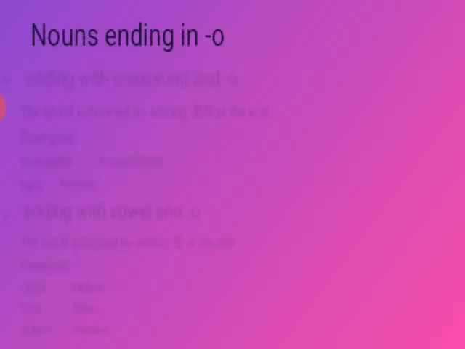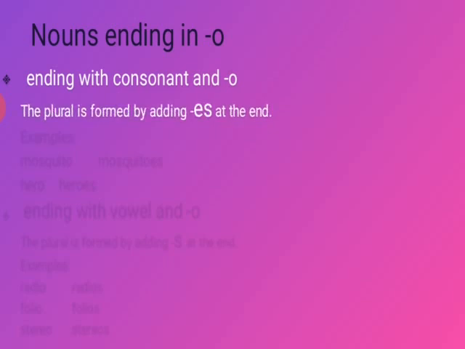The next rule is regarding O. If the nouns are ending on O, there are 2 rules for them. Sometimes the nouns end with a consonant and O, where the last letter is O but the preceding letter is a consonant. The plural is formed by adding es at the end. For example, mosquito. Mosquito is ending in O and its preceding letter is T. So you see, we have added es at its end.